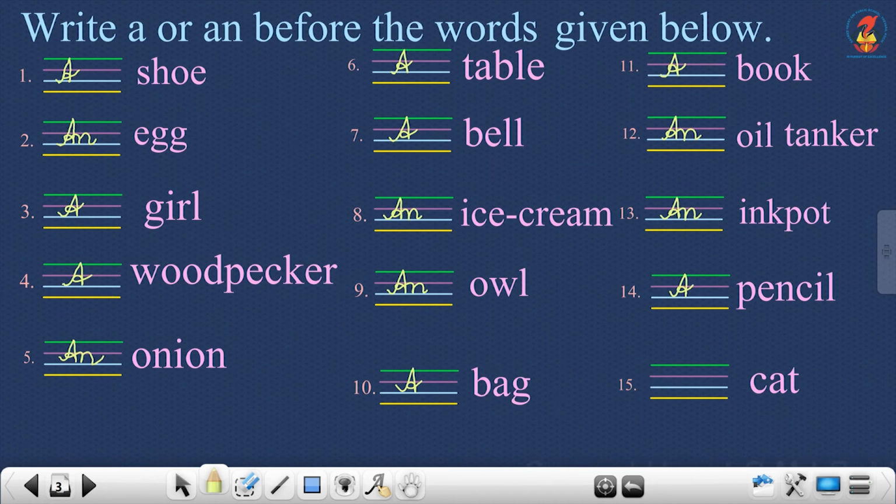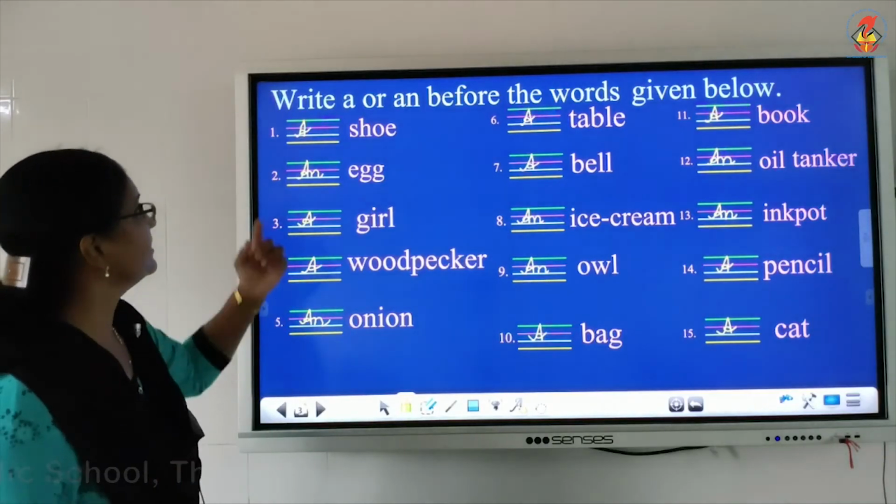The next we have 15th one, dash cat. Cat. What's the sound of it? Right, it is a consonant again. What are we going to write? A cat. So let's read all these words once again.